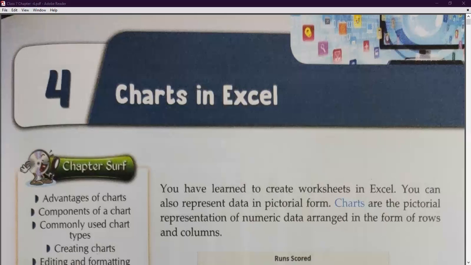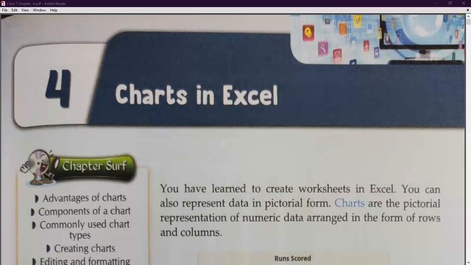First of all, what do you mean by chart? Chart means a kind of data representation tool. When we represent our data on an axis basis, then it is known as a chart. So you have learned to create a worksheet in Excel. Yes, we can also represent data in pictorial form. Pictorial form means that we are going to show data on an axis basis, in a grid basis. Charts are the pictorial representation of numeric data arranged in the form of rows and columns.